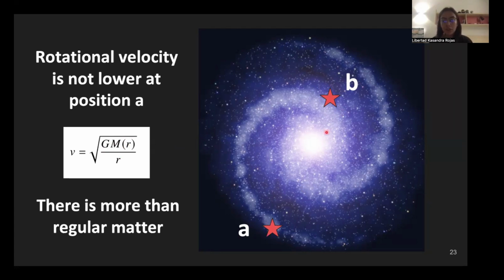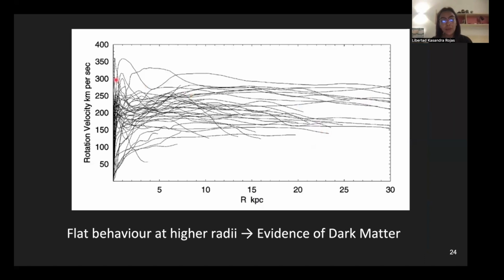And just to convince you of this, here is an example of various galaxies. Each line that we can see here represents the rotational velocity of a different galaxy. And as you can see, the fact that so many galaxies have this flat behavior at higher radii, so far away from the center, is direct evidence of dark matter. This shows us that there must be more matter than actually meets the eye.